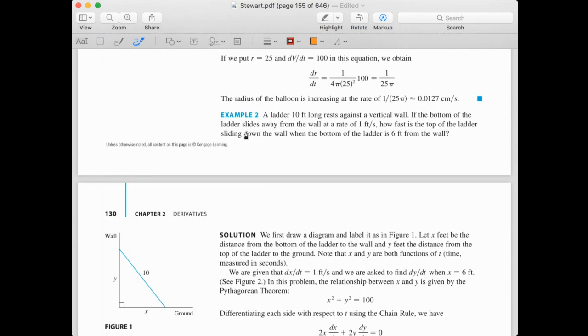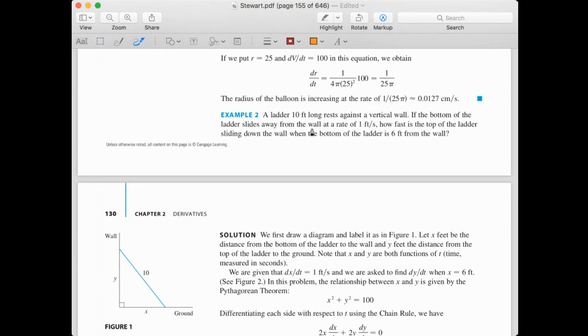If the bottom of the ladder slides away, imagine this is the ladder, the bottom slides away, and of course the y will change, right? Slides away at a rate of 1 feet per second, rate of change. If we use y for the height, that would be y prime. Question: how fast is the top of the ladder sliding down?